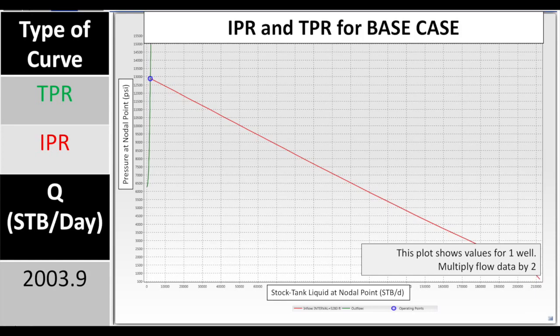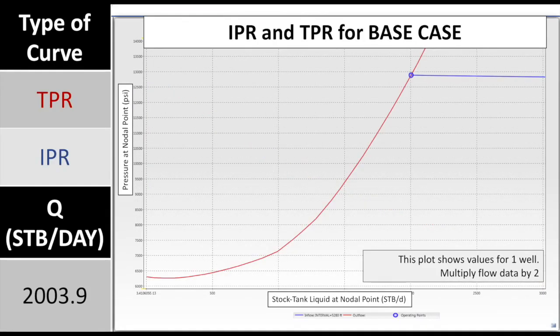So on our first graph, we have our results for our nodal analysis at the bottom of the well with an average reservoir pressure of 13,000 psi. You can see that our first data point converges at 2,003.995 barrels per day as our flow rate. Our TPR is shown by the green line on the graph, and our IPR is represented by the red line. We also have included a zoomed in version of this graph with our TPR in red and our IPR in blue.